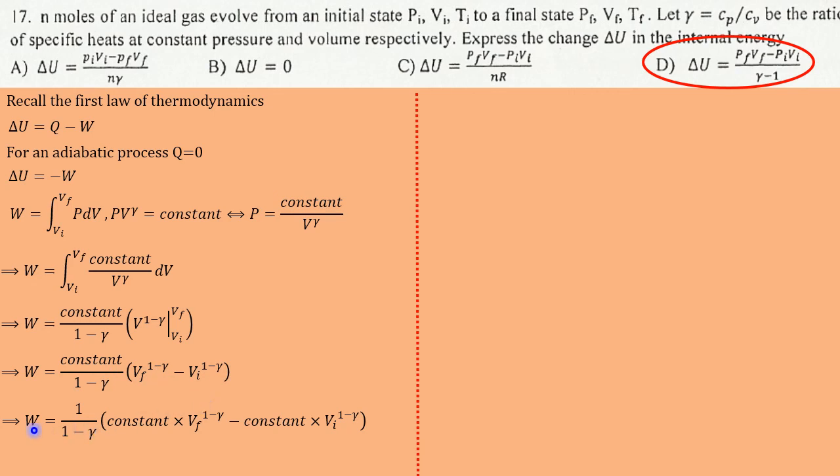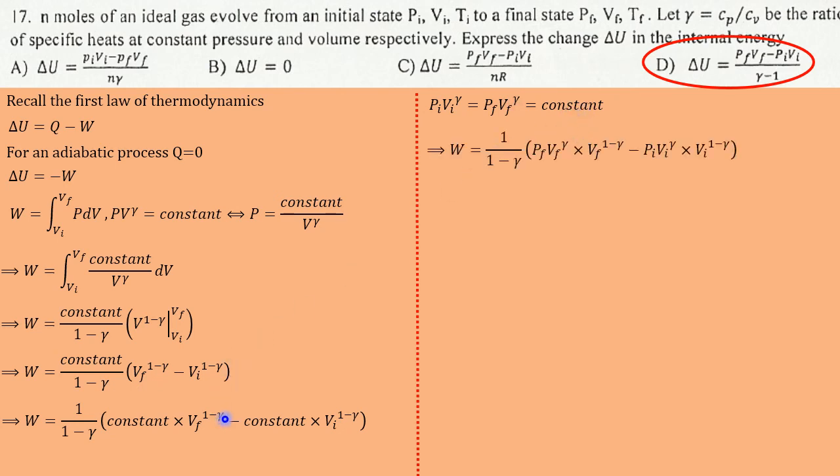constant over the minus sign there, and we have W equals 1 divided by 1 minus gamma into constant times Vf raised to the 1 minus gamma minus constant times Vi raised to the 1 minus gamma. Now let's try to find that constant. We are told that PV raised to the gamma is a constant, so that means that P initial V initial raised to the gamma must be equal to P final V final raised to the gamma, which must also be equal to that constant.